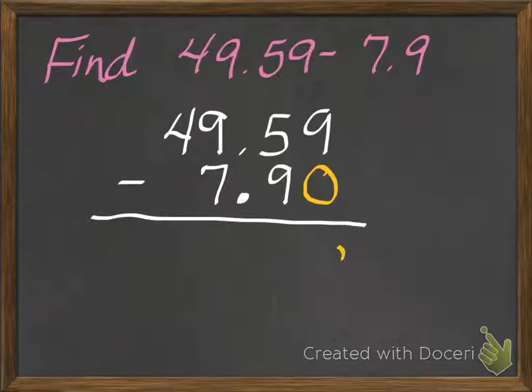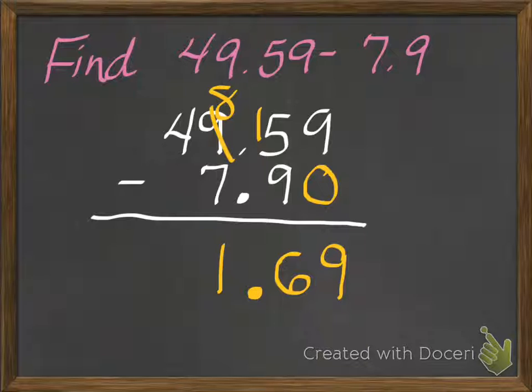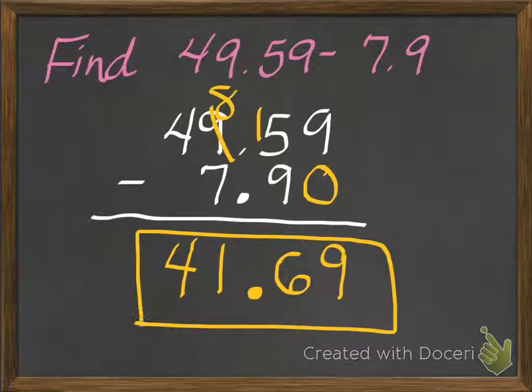9 minus 0 is 9. 5 minus 9 I can't do, so I'm going to borrow from my neighbor. 15 minus 9 is 8. No, sorry, 6. I had a brain fart. Bring down the decimal point, and then 8 minus 7 is 1, and 4 minus nothing is 4. So my answer is 41 and 69 thousandths, and I box my answer.